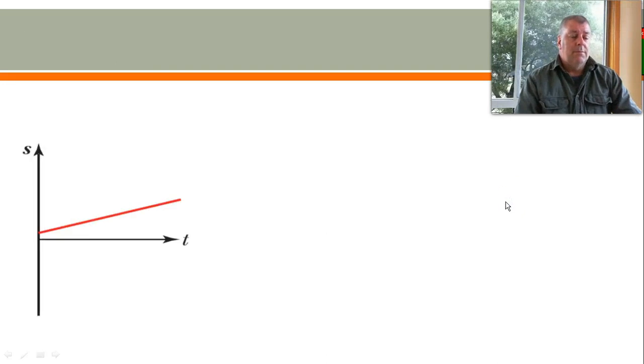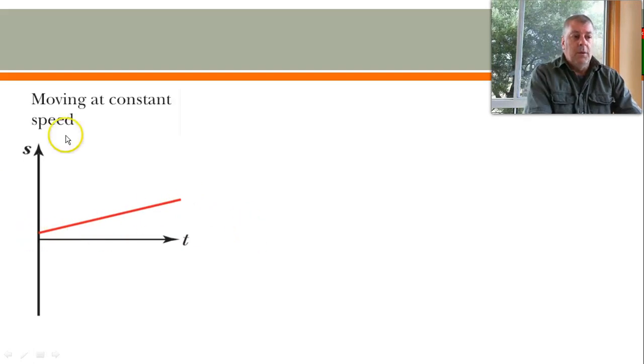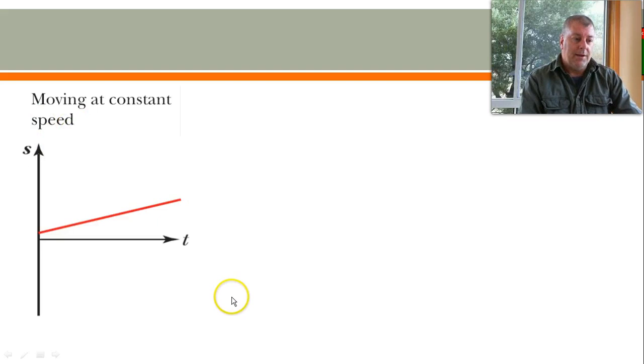What about this one? A bit trickier. What's happening here? Well, the object starts at a position away from the origin, and then as the clock ticks, it moves further away from the origin. Notice that this is a straight line as well, so it's moving at a constant rate away from its starting position. Moving at a constant speed. Strictly speaking, it's moving at a constant velocity, but we can let that one pass.